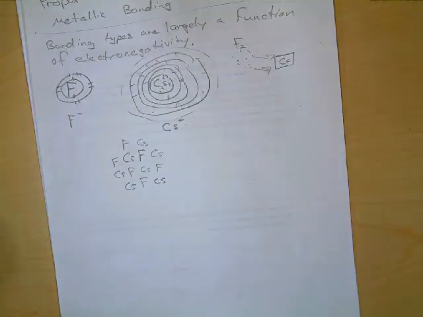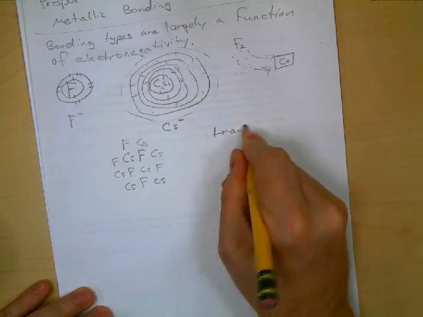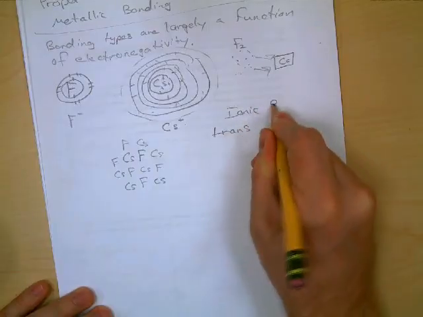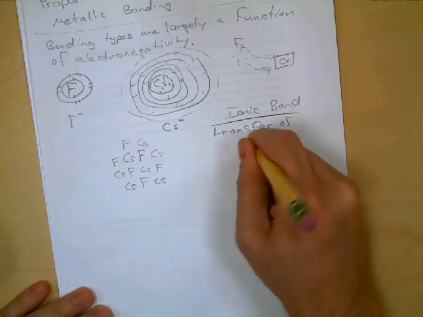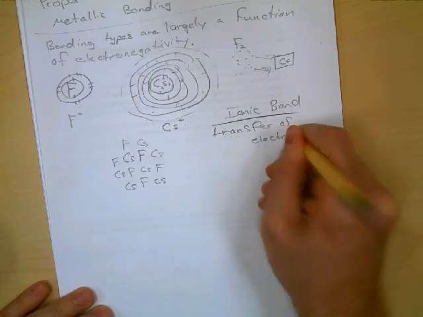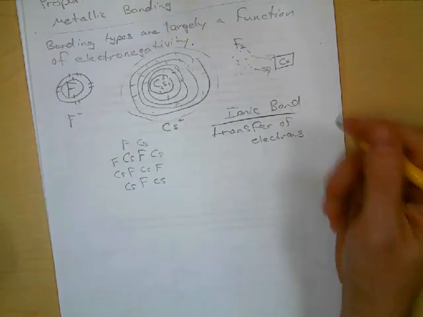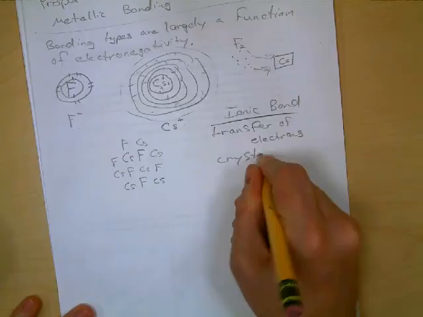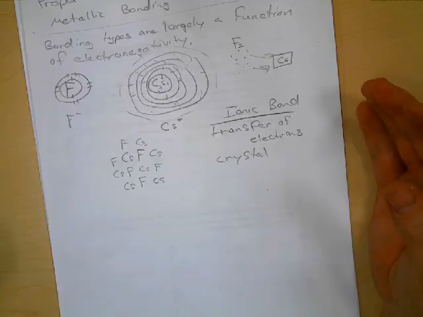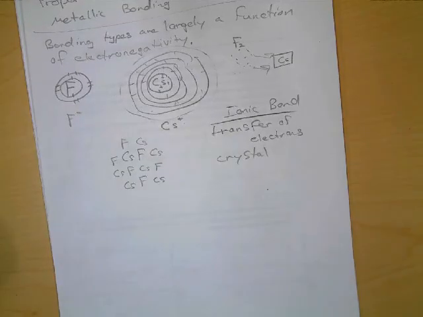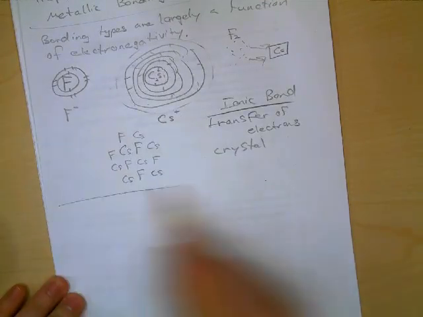Okay? That is an ionic interaction. So I'll say ionic bond is the type that we call this. It is a transfer of electrons. It forms a crystal structure, generally. And it's one of the stronger interactions out there, although we'll talk about what that means in a little bit. Okay? That is the way.